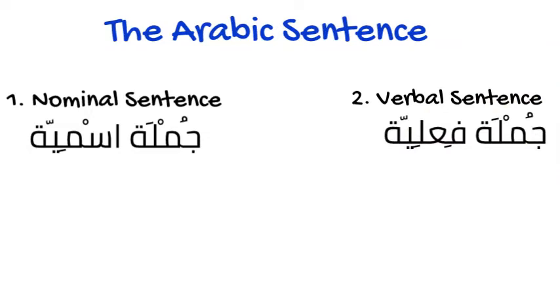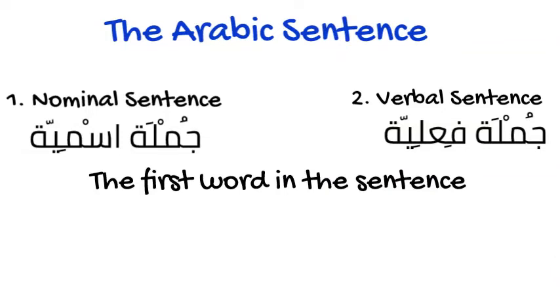So the main difference between these two types of sentences is the first word in that sentence. So if the first word in the sentence is a noun, then this will be a nominal sentence. And if the first word is a verb, then this will be a verbal sentence. So let's take some examples here.